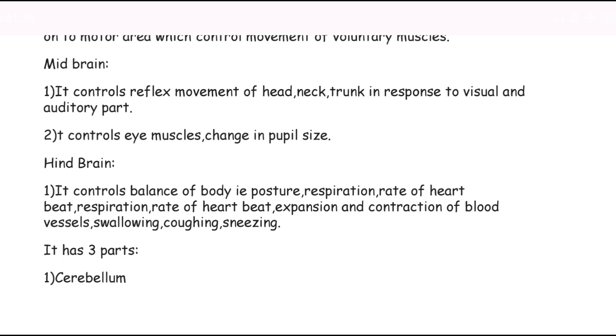The midbrain controls reflex movement of the head, neck, and trunk in response to visual and auditory stimuli. The midbrain also controls the eye muscles and changes in pupil size.